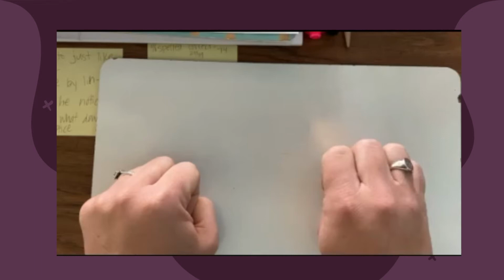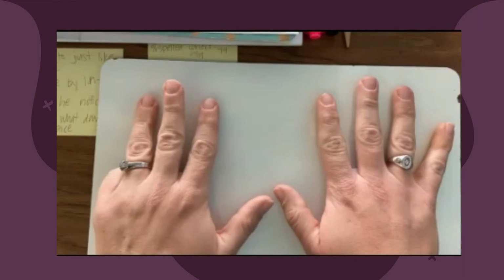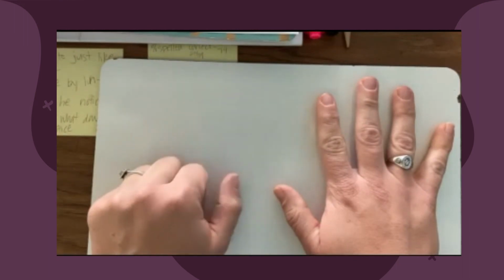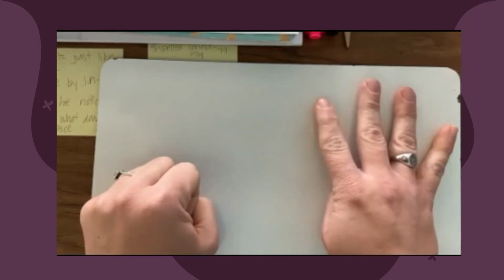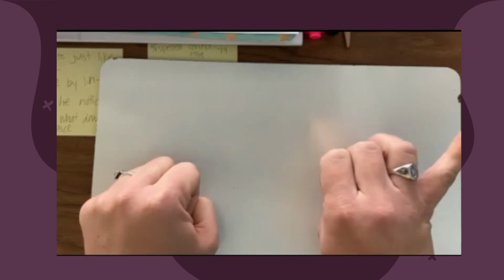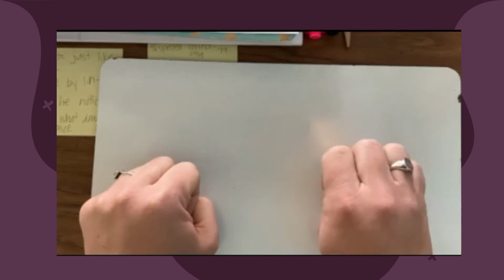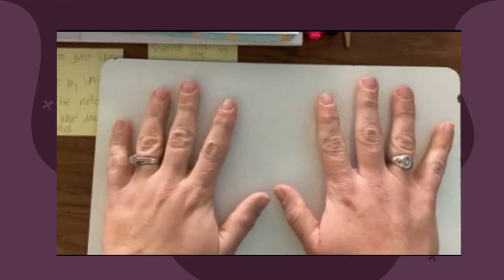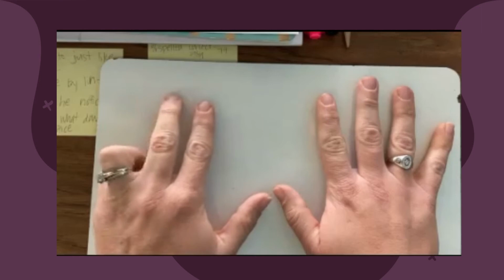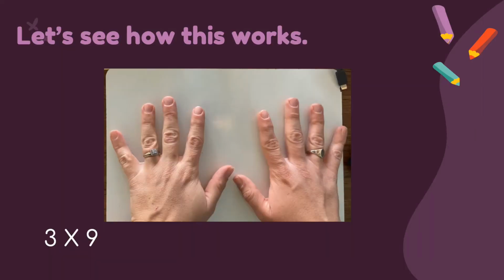Okay? All right. Are you ready? I want you to do it along with me. I want you to count and tuck under each one of your fingers as we say that number. Okay? Here we go. 1. All right. Now, let's see how all of this works together to help us solve a multiplication problem.